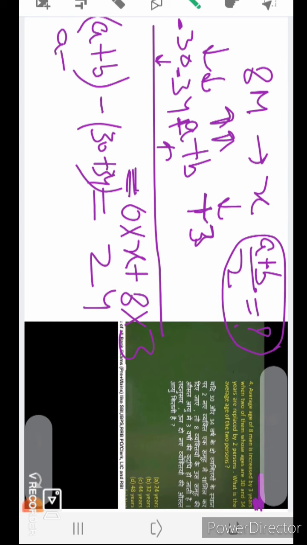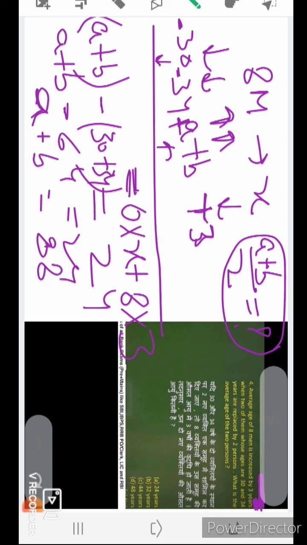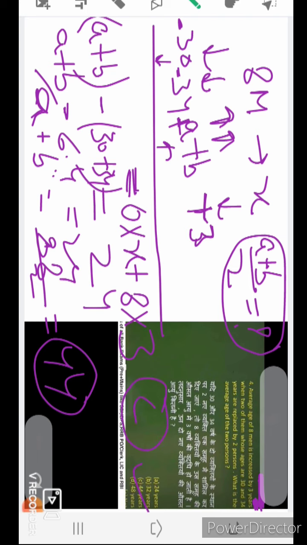Now solve this. a plus b minus 30 34 is 64 is equal to 24. So a plus b is going to be 60 20 80 88. Okay, now we do not have to calculate a plus b, we have to calculate the average of a plus b. So divided by 2, you are getting 44 as the answer. What is the option? C is the answer. C is the answer of this question.